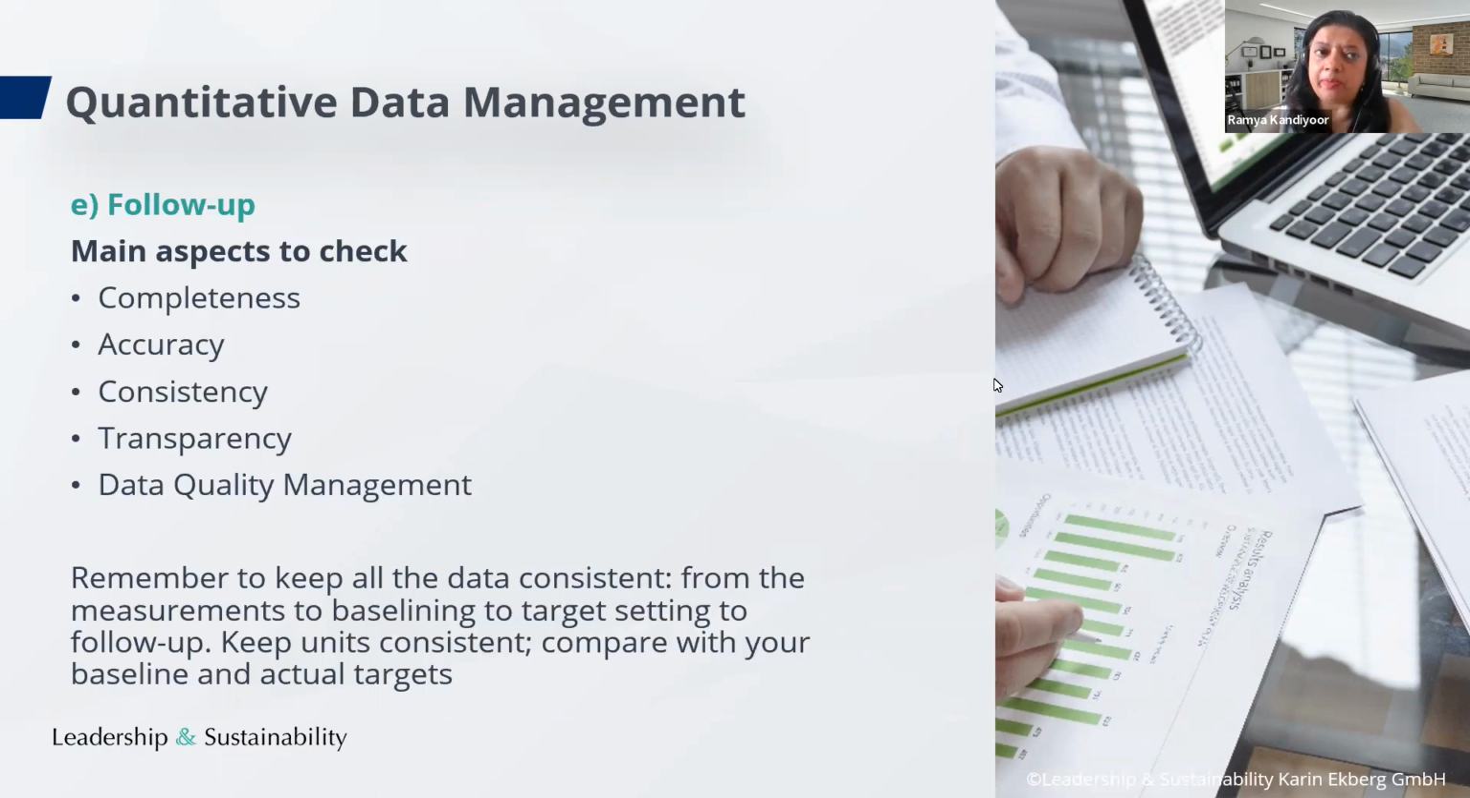And some of the main aspects to check would be completeness, accuracy, consistency, transparency, and data quality management. Please remember to keep all of the data consistent, from the measurements to baselining to target setting to also all of your follow-up. And keep the units consistent, compare it with your baselines and actual targets that you will take.